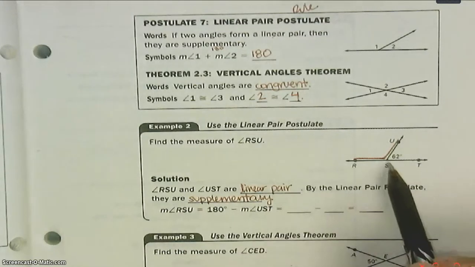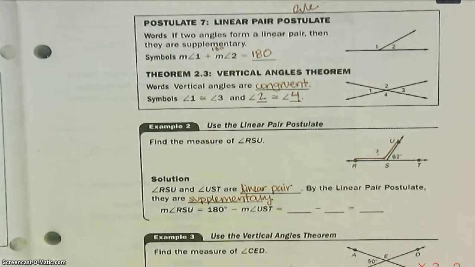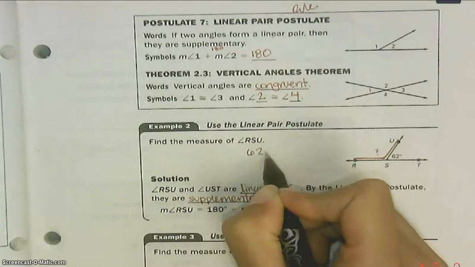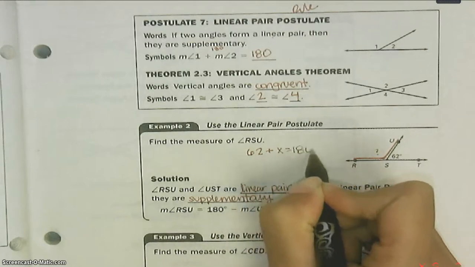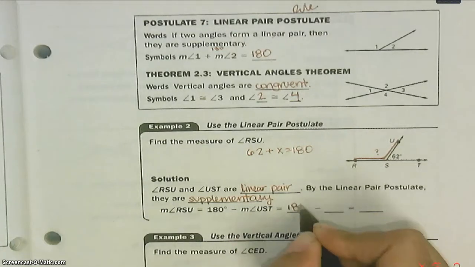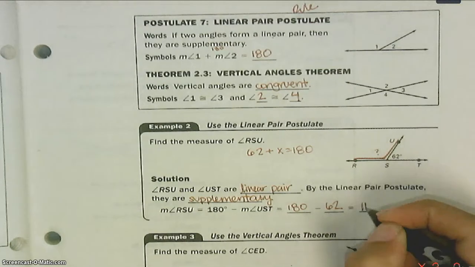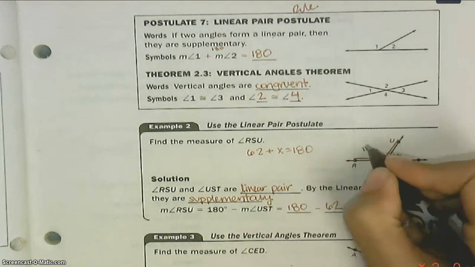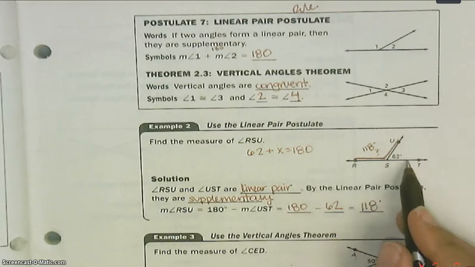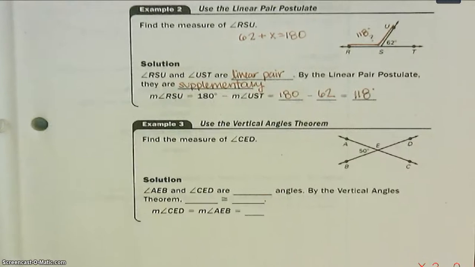Right? I need to get to 180 degrees total. So 62 and what make 180? If you want to write an equation, you can. You can say 62 plus x equals 180. But you probably already knew that you were going to subtract 62 anyways. 180 minus 62. Right, because we need to get to 180, and we already have 62. That means that we need 118 more degrees, because 118 plus 62 is 180. So that was linear pair, an example of a linear pair.